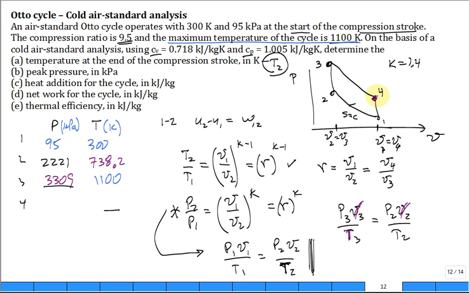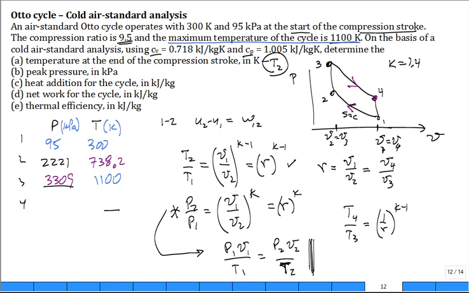Well, this is the way I think about it. You compressed from 1 to 2. You expand from 3 to 4. So it's like the compression ratio is now 1 over 9.5 going from 3 to 4, because it's not compressing, it's the inverse, it's expanding. So if you want, you can write something like, T4 divided by T3 is equal to 1 over R to the K minus 1.